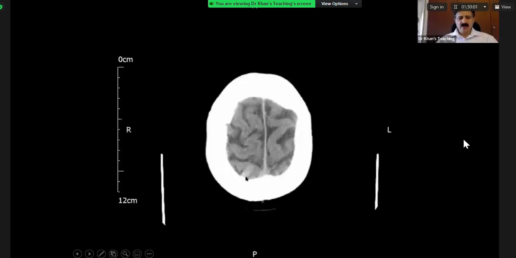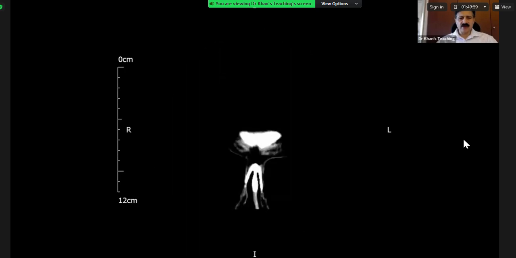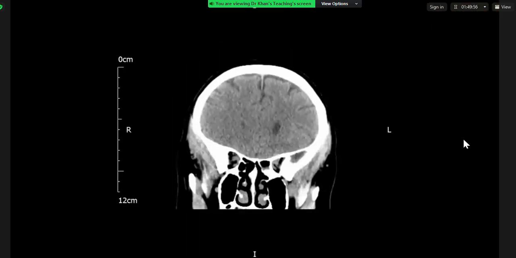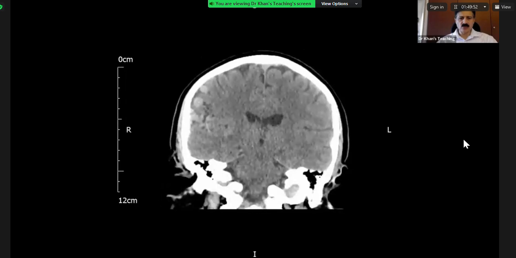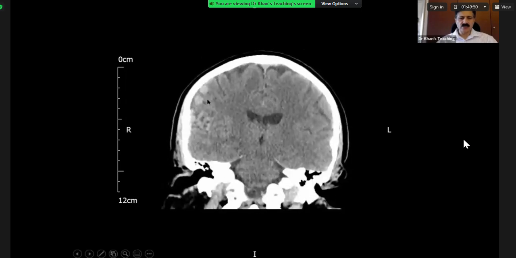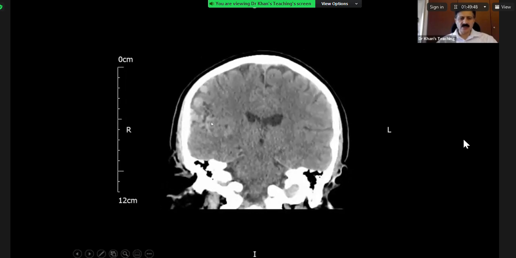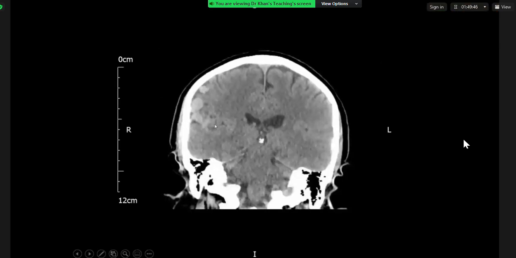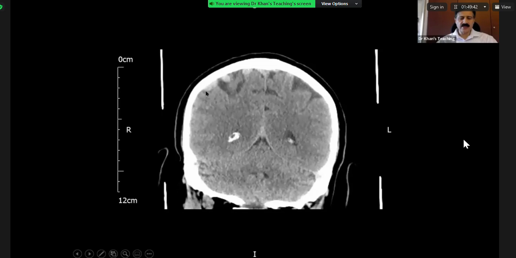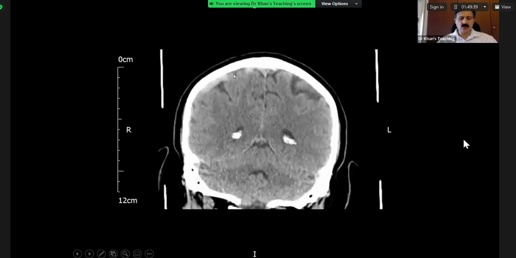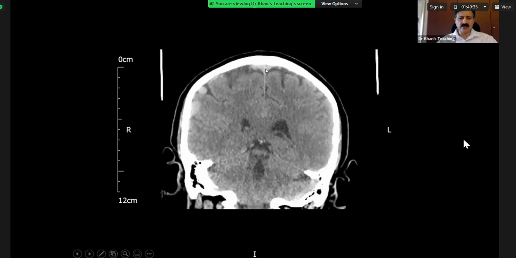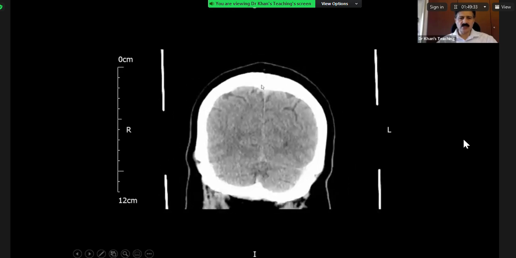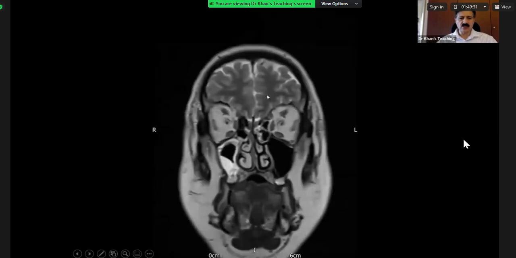Now, if I show you coronal, it becomes much easier to see. And you can see this high density here. You can see this bunch of worms type of appearance. And then you can see that it is going all the way here and actually is draining into the venous sinus here, superior sagittal sinus.